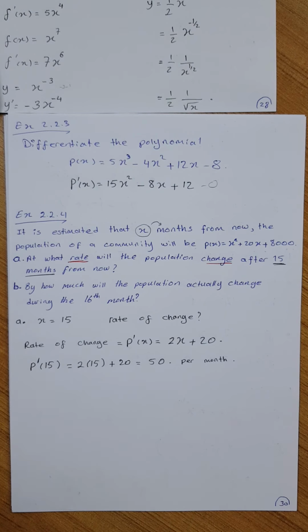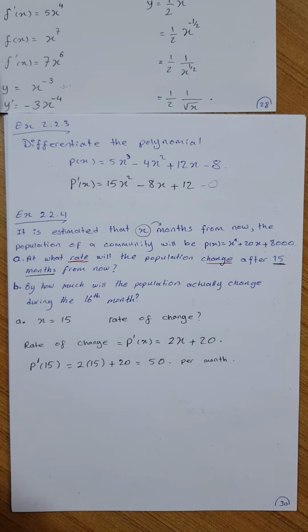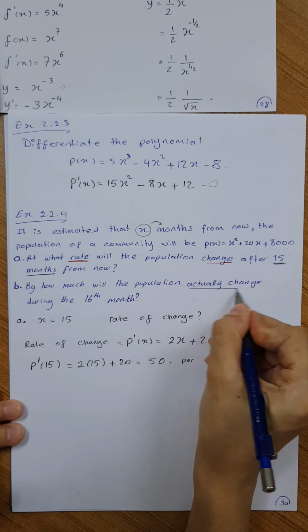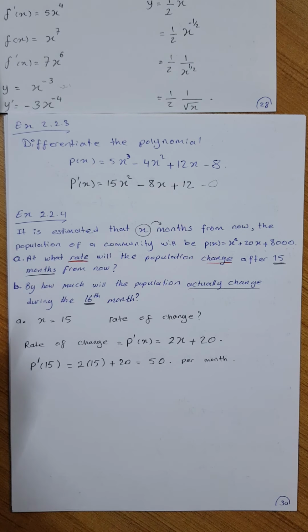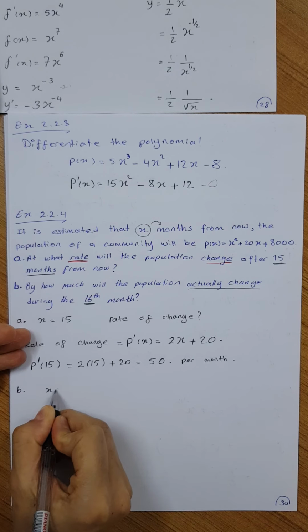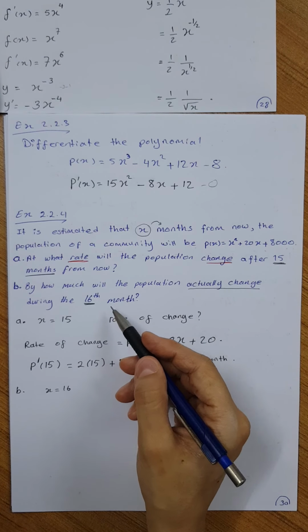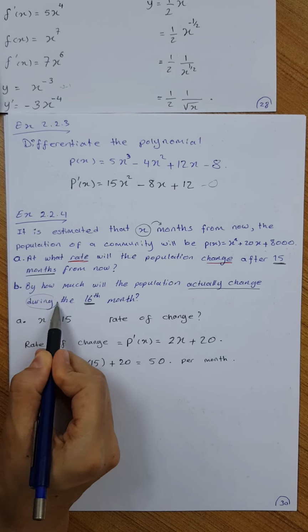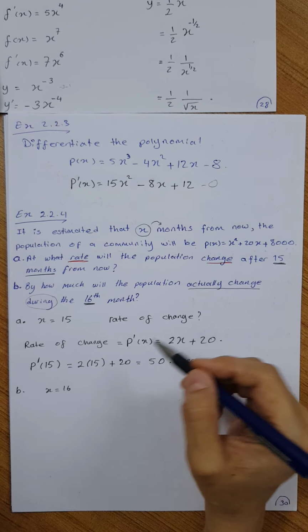It says, by how much will the population actually change during the 16th month? So we said that rate of change is like every month the average of people increased in that community is 50. But here it says, by how much will the population actually change during the 16th month? So 16 is what? 16, let me write it here. X is equal to 16. Here the number of months is 16th. But what else is given to me? During the 16th month. And actual change is required from me, not the rate of change.